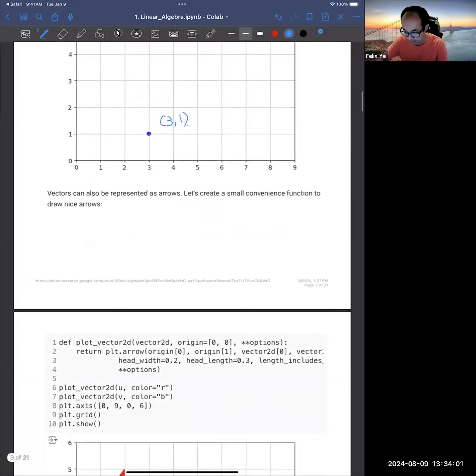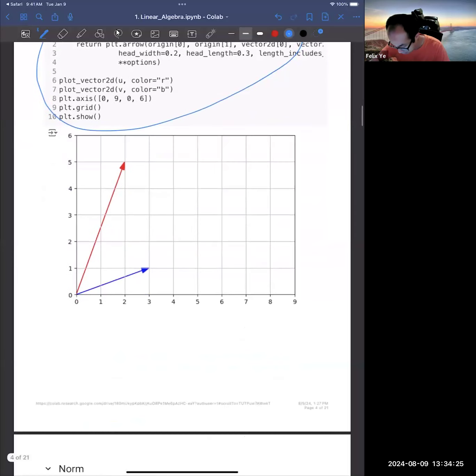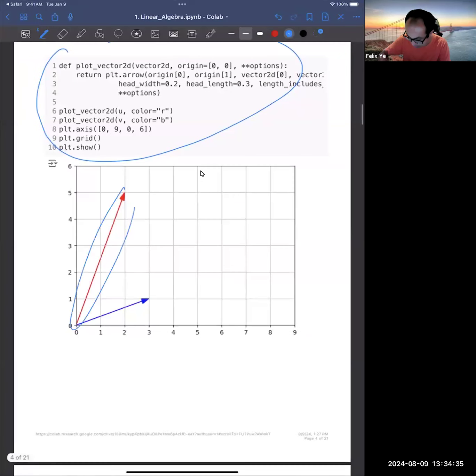All right, this represents vectors 2, 5 and 3, 1. A vector can also be represented by arrows. You can write this as a separate function, an exploratory function, and check what kind of function we're working with in the Jupyter notebook. If we call this function, we get these vectors clearly: this is 2, 5, and this is 3, 1.